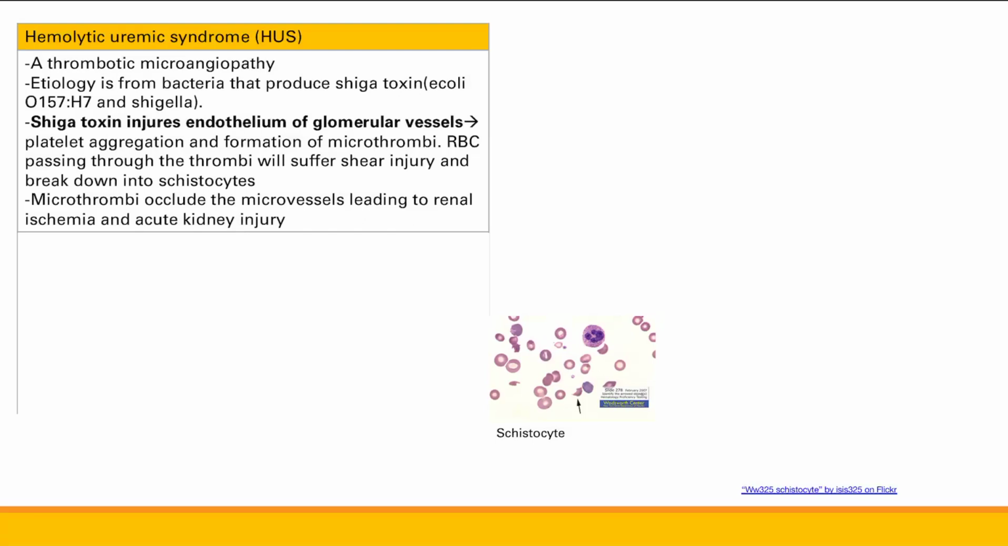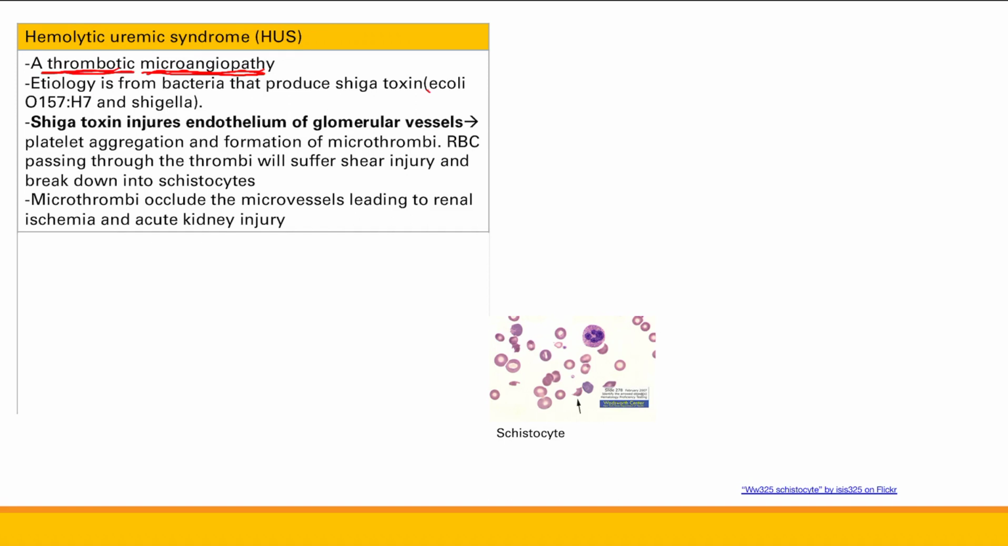Hemolytic uremic syndrome. So this is a thrombotic microangiopathy. And what the heck does that mean? Microangiopathy means problems with the small blood vessels, tiny blood vessels. And you can see that the problem is because of thrombosis, okay? So what happens? Etiology is from bacteria that produce Shiga toxin.